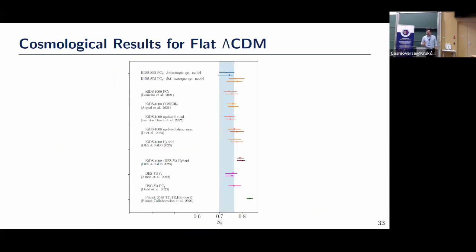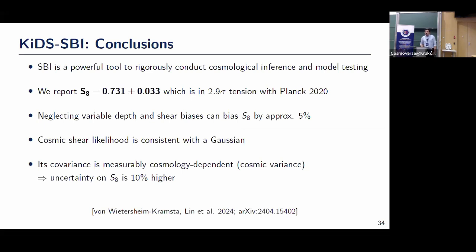So this is what it looks like. We find broad consistency with previous KiDS results, and find that our model is self-consistent, but also that we have about a 2.9 sigma tension with Planck still. So I will conclude here.